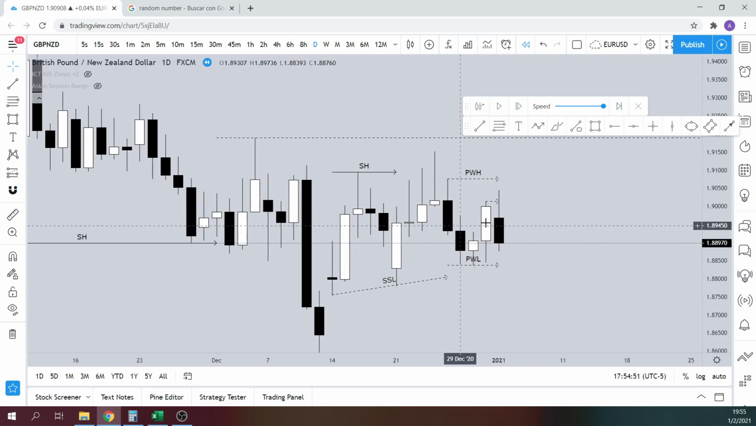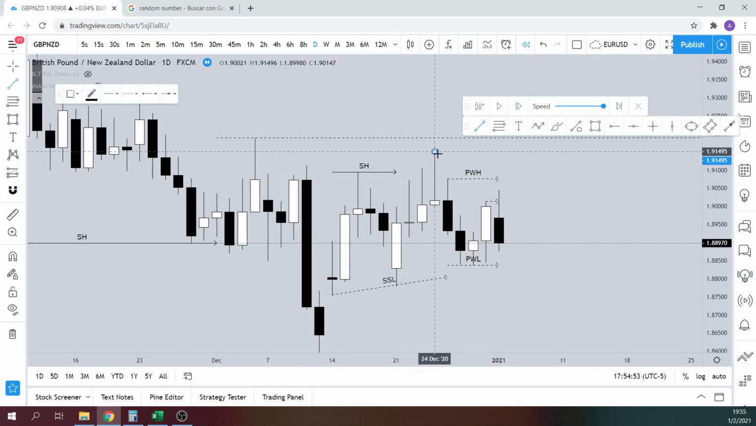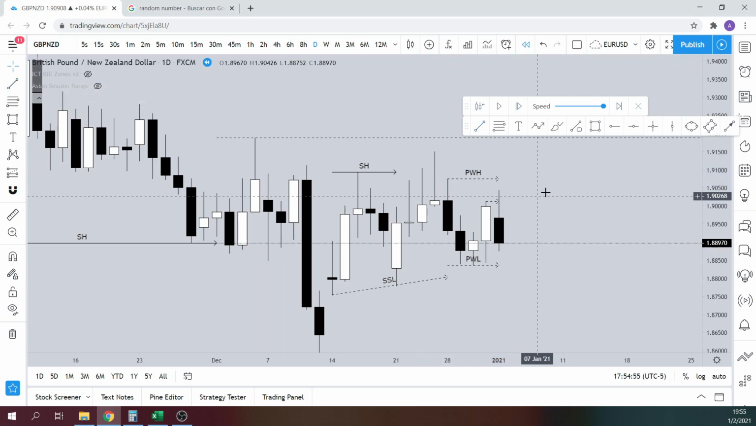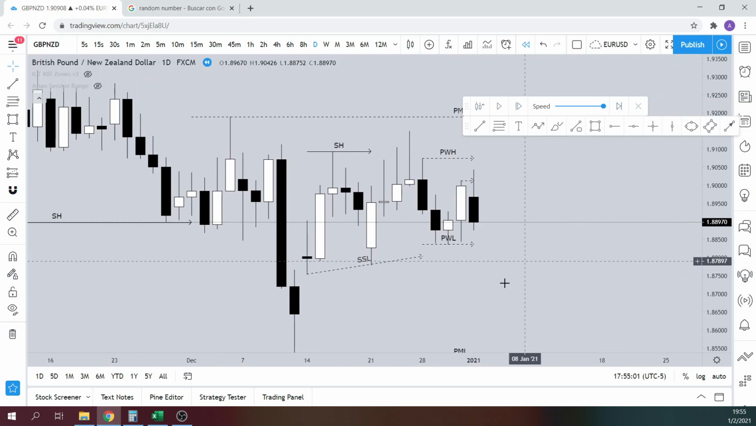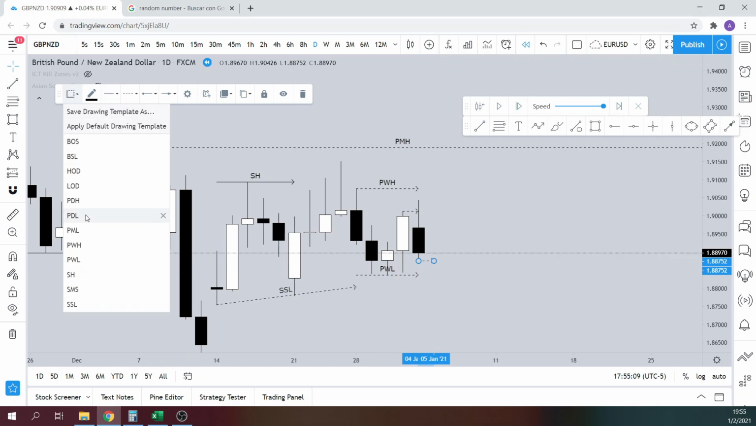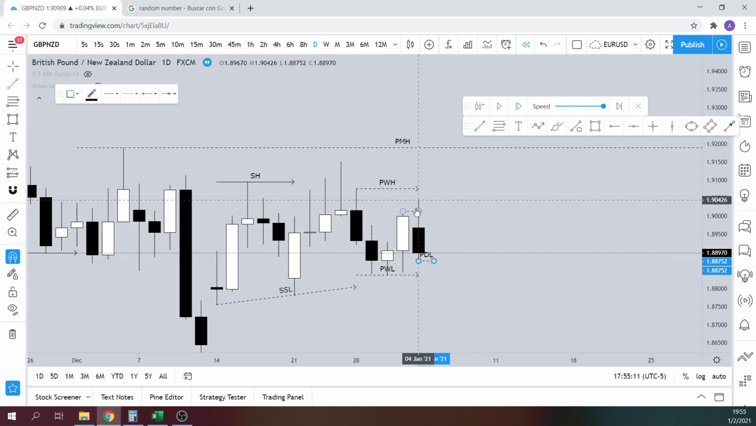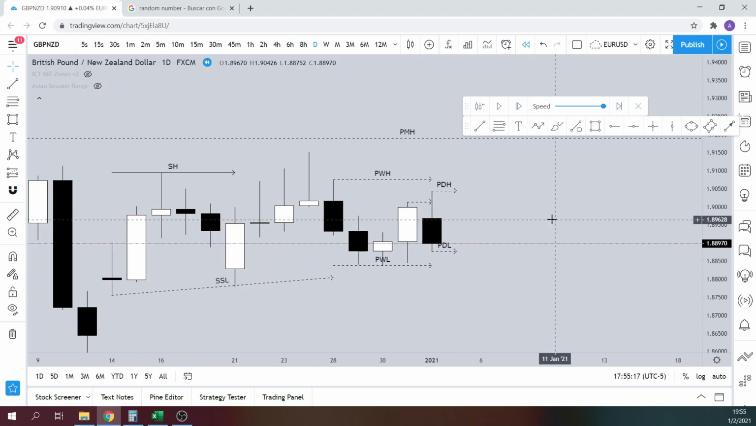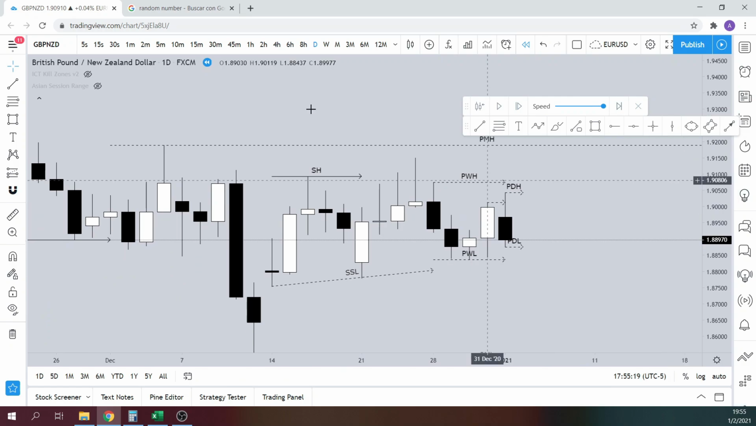So this looks bearish. This might be a potential shift for market structure, but we don't have a break yet. So we cannot call this a break to the downside yet. But we will see what happens next. Okay, so we can annotate here, this is the previous day low, and this one right here is the previous day high. Okay, so now let's go down to lower time frames.